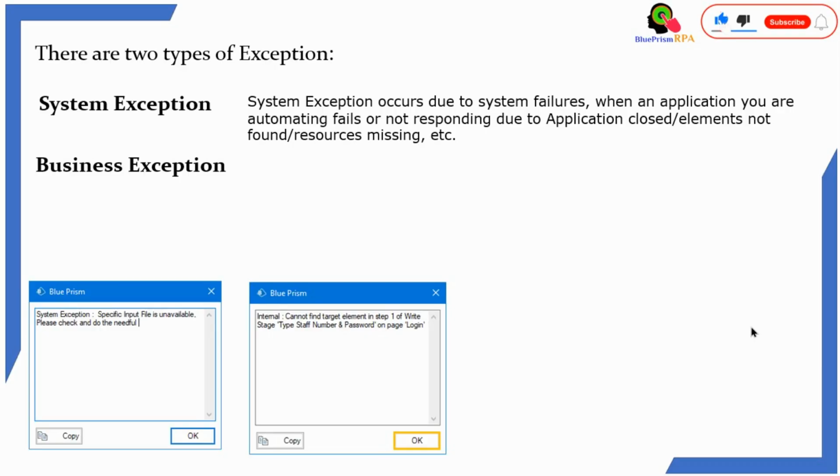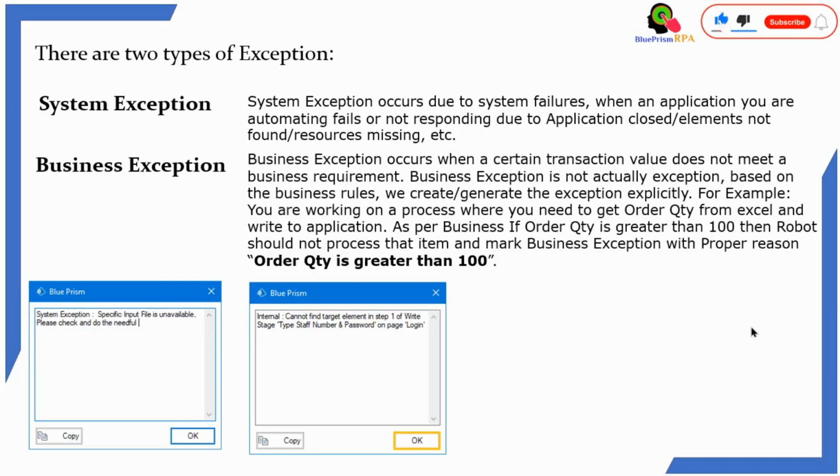Now business exception. Business exception occurs when a certain transactional value does not meet a business requirement. Business requirement is not actually an exception. Based on the business rules, we create or generate the exception explicitly. It means we create that manually. We tell Blue Prism to throw this error, saying this is a business exception.